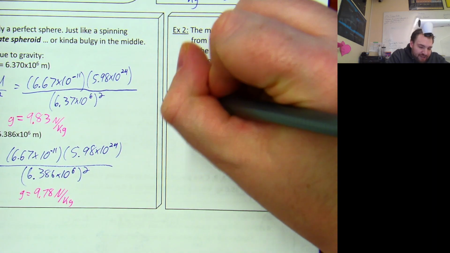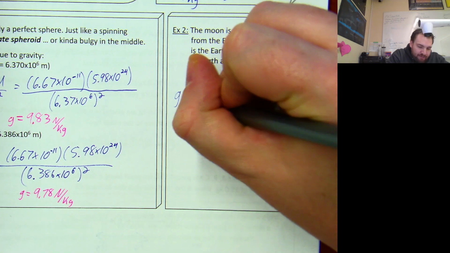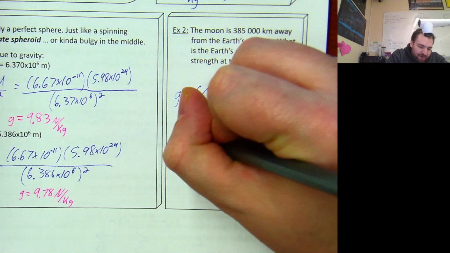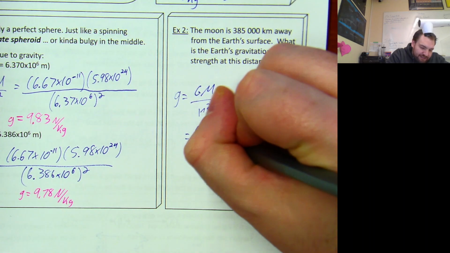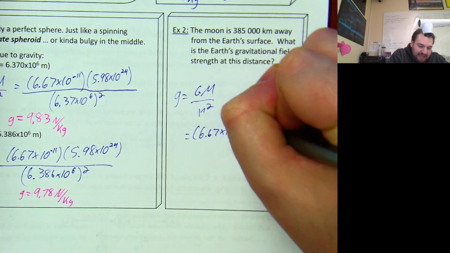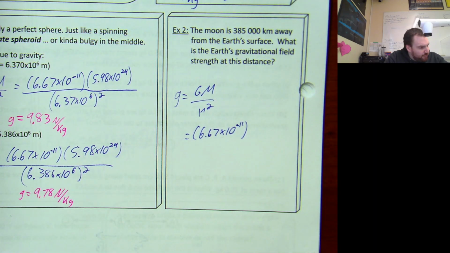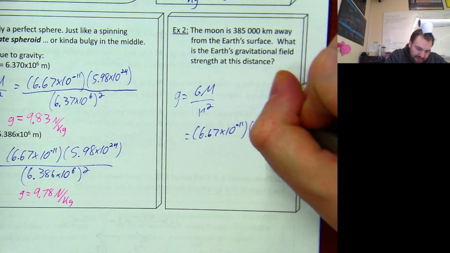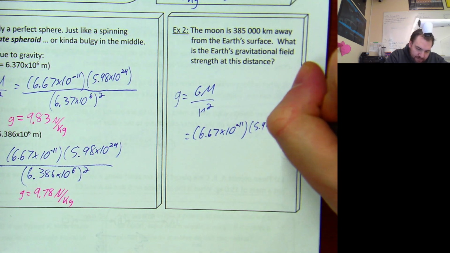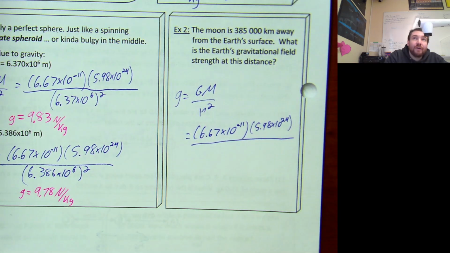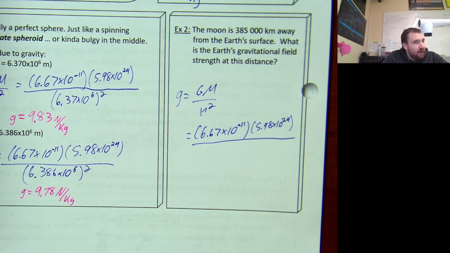Well, g equals GM over r squared. So 6.67 times 10 to the negative 11. It's the Earth that we're concerned about. We want to know what the Earth's gravitational field strength is. So the mass of the Earth is 5.98 times 10 to the 24. What's the distance we're putting in for r?